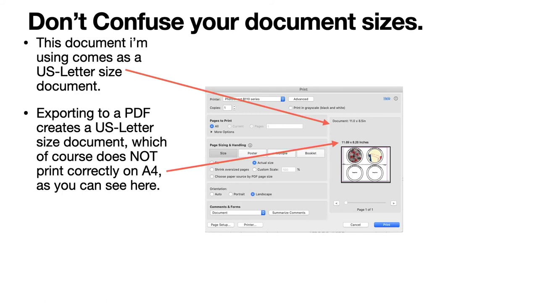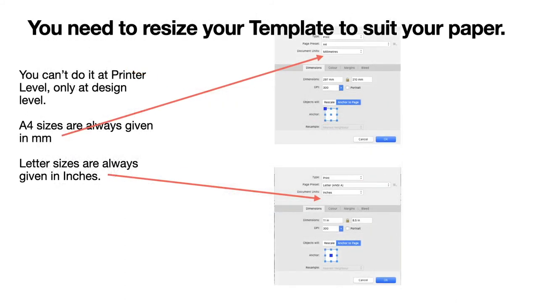Now, fortunately in this case, the buttons are actually inside the bleed area and the bleed area has been cut off, and you can see that quite clearly at the bottom. But that's not what I want. So I want a full page because by changing those sizes, the button size will have changed. You need to resize your template to suit your paper. A4's in millimeters and letter is in inches. You can't do it at printer level, only at design level. Your printer's full of A4 paper, that's what it'll print.